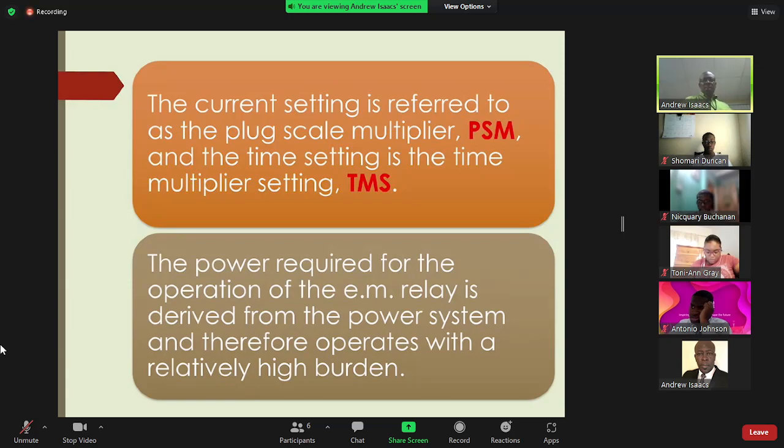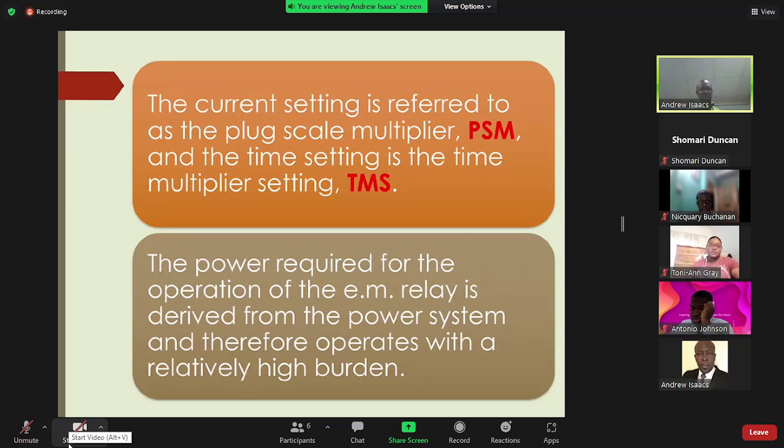All right? Now, in terms of your overcurrent relay, and we mentioned this last week or the week before, when we're looking at the evaluation of your CT, we said that your electromechanical has a very high burden, and the burden changes depending on the amount of current that is flowing to it. The electromechanical relay derives power from the power system itself, and therefore operates with a very high burden.